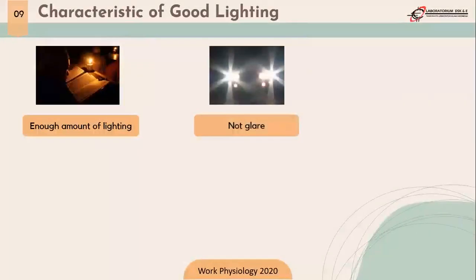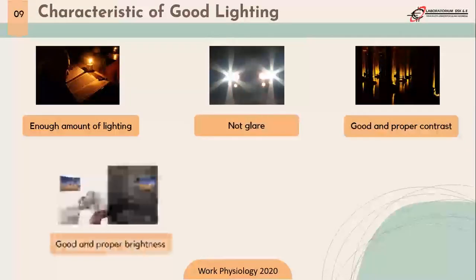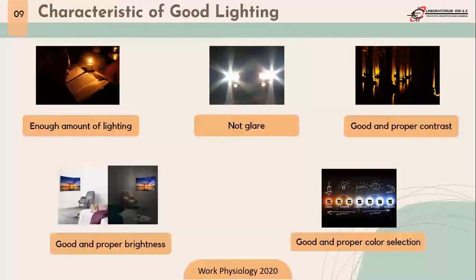So there are some characteristics of good lighting. First is enough amount of lighting. It means that the rays or light is adequate, not too dim or not too dark. And for the second is no glare. Glare is caused by excess brightness, for example, using the lights or sun directly. For the detail, we will discuss on the next slide.